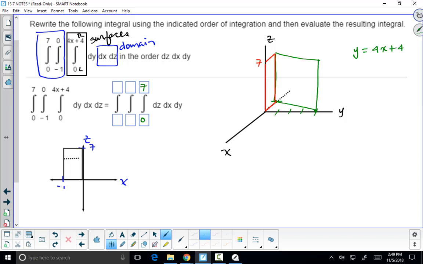And now the domain is in the xy plane. So we have to recreate the xy plane so we can figure out how our limits are going to look. So there's x, there's y. It looks like the x-intercept is -1, the y-intercept is 4. So in the xy plane, that is our domain. That is the domain for z equals 0 and z equals 7. So z equals 7 is this surface up here. That's your upper. That's your lower.